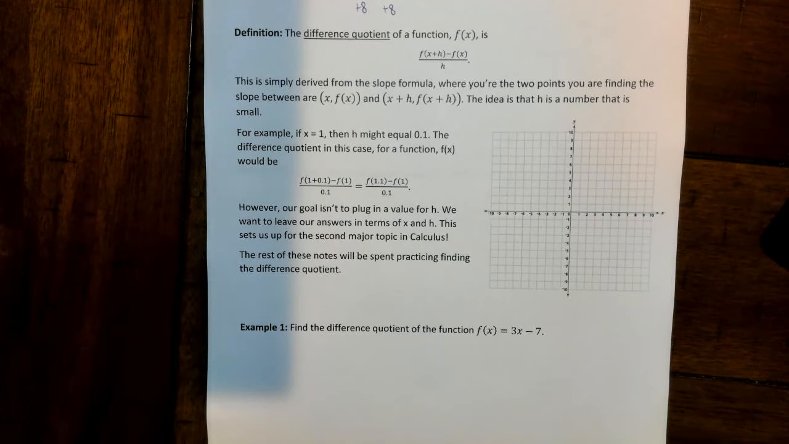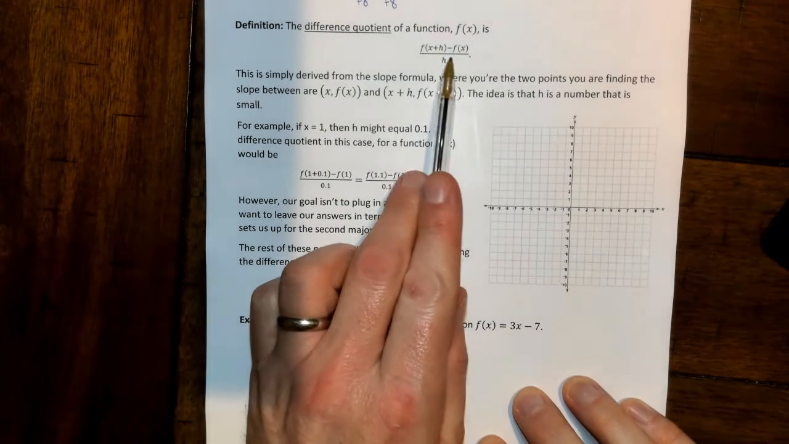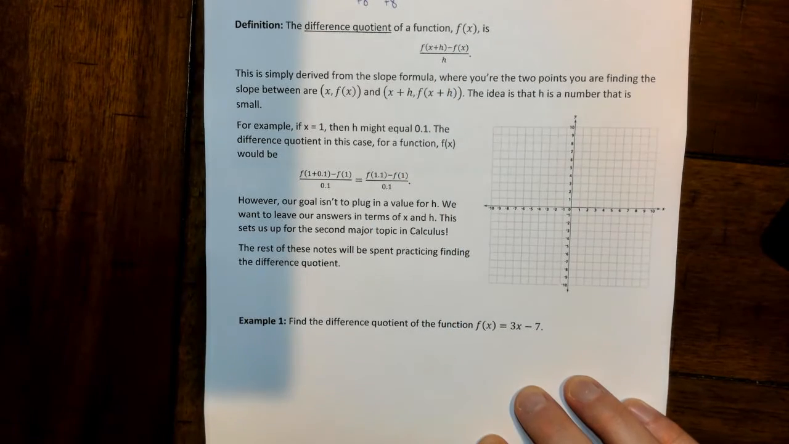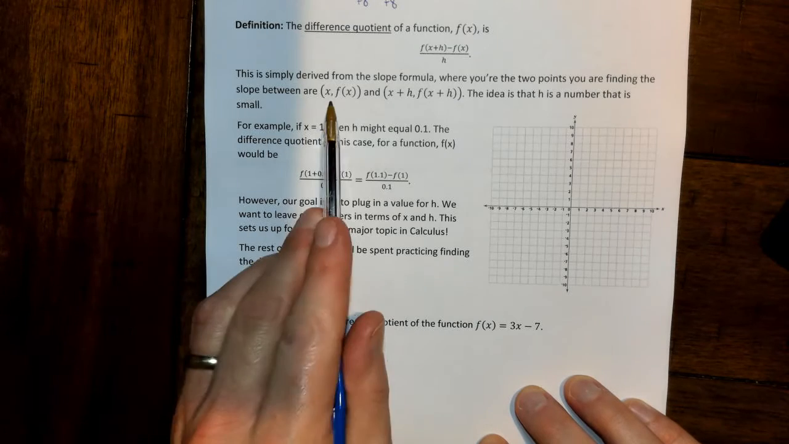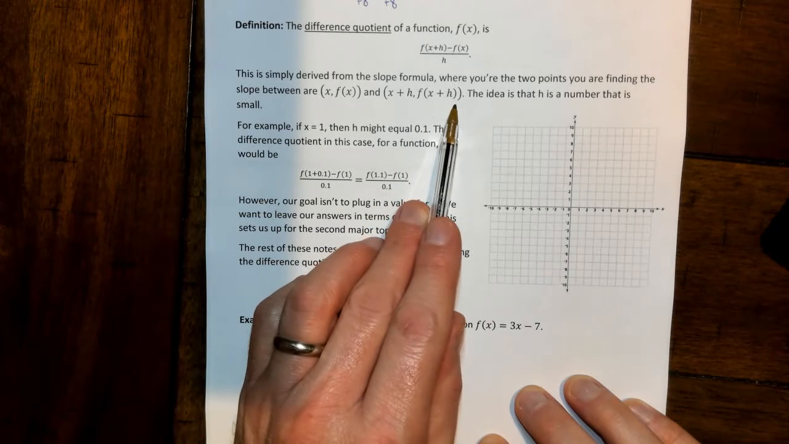Let's talk about the difference quotient. The difference quotient of a function f of x is f of x plus h minus f of x, divided by h. This is actually derived from the slope formula, where the 2 points you're finding the slope between are x and f of x, and then x plus h and f of x plus h.